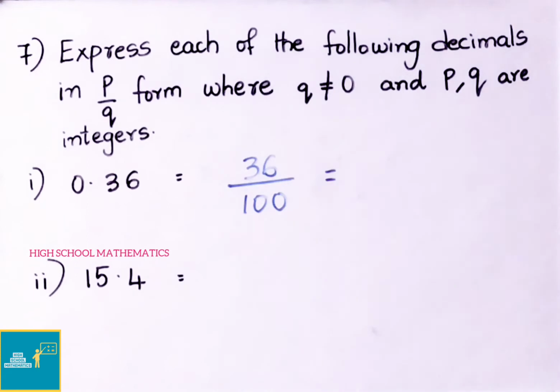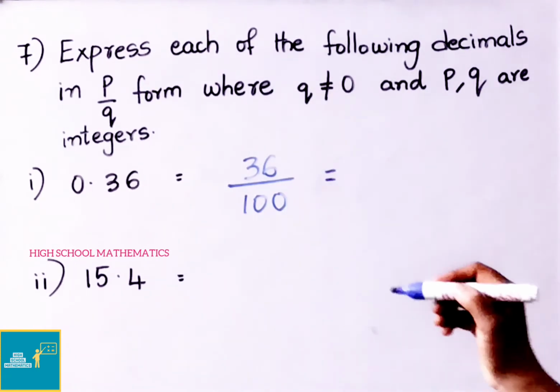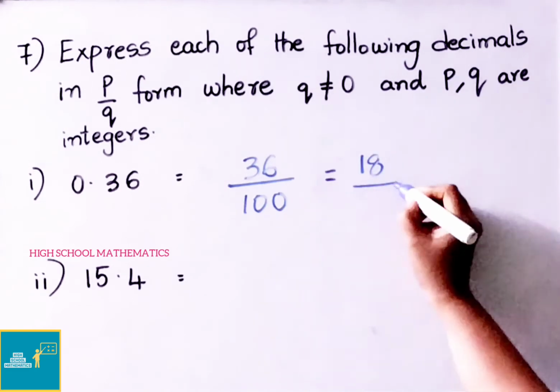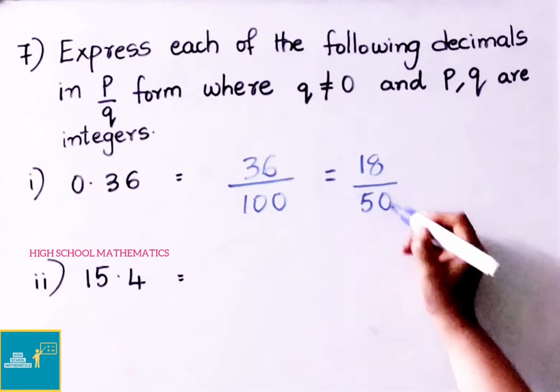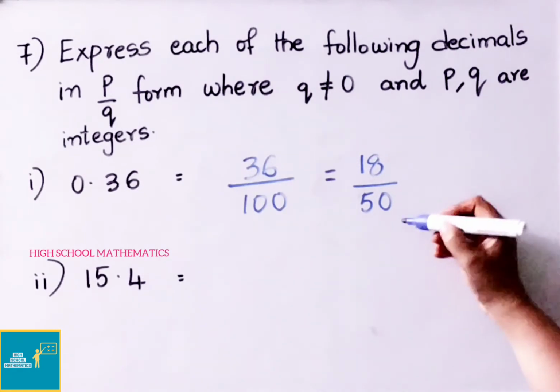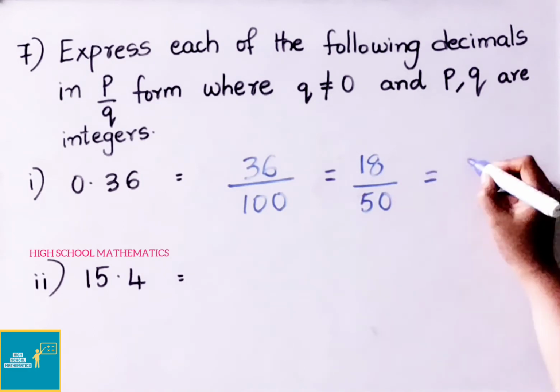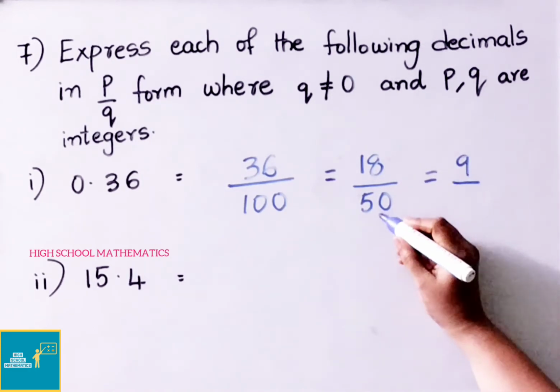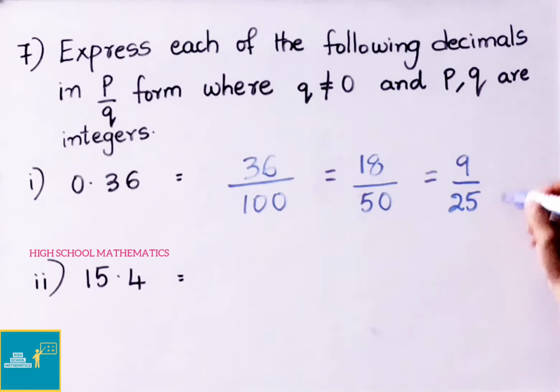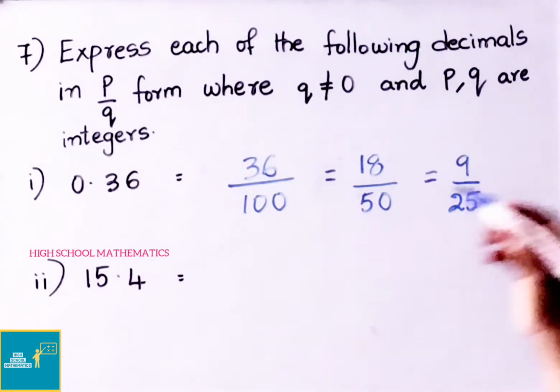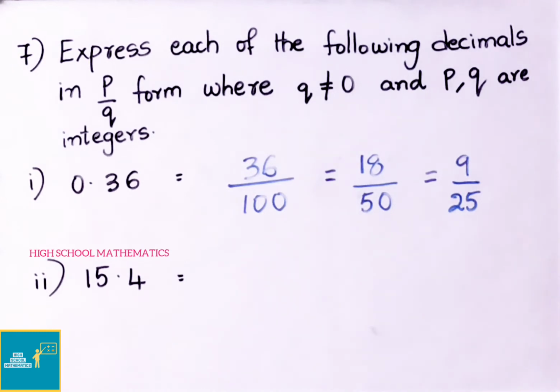Now we can simplify this further, that is dividing both terms by 2. 2 times 18 is 36 and 2 times 50 is 100. So the answer is 18 by 50. Still this number we can divide further. So numerator and denominator we shall divide by 2. 2 times 9 is 18. 2 times 25 is 50. So the answer is 9 by 25. So we have converted 0.36 to P by Q form, that is 9 by 25.